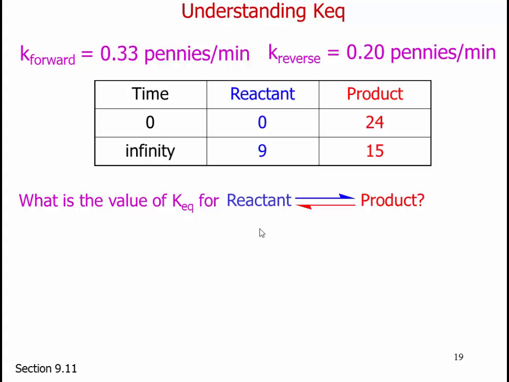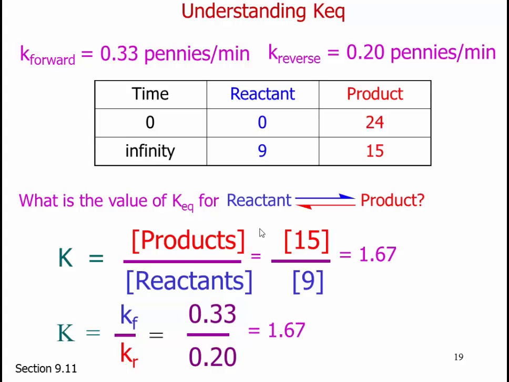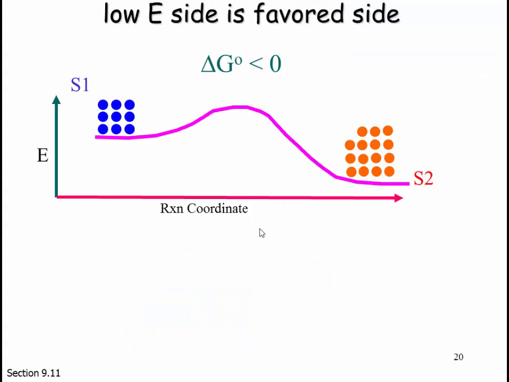Okay, a couple more things about equilibrium. The equilibrium constant for this reaction, if we take products over reactants, should be 15 over 9. So that is 1.67. But there's another definition of the equilibrium constant. It is the forward rate constant over the reverse rate constant. So that would be 0.33 over 0.2, which is, guess what? 1.67.